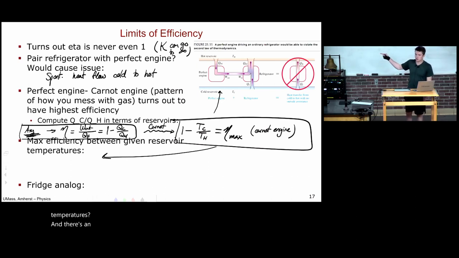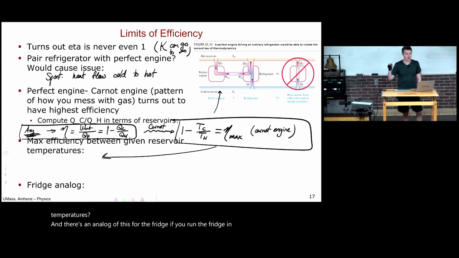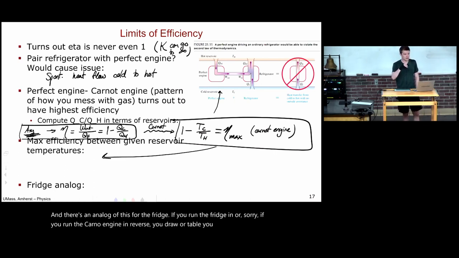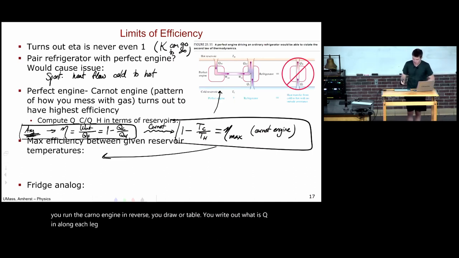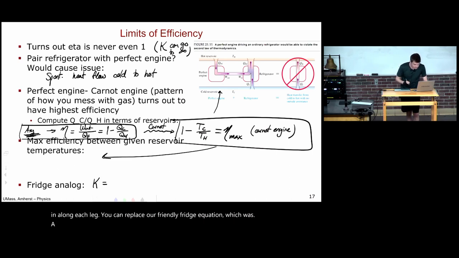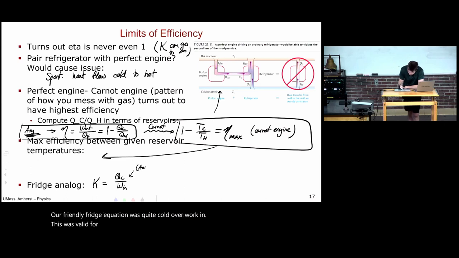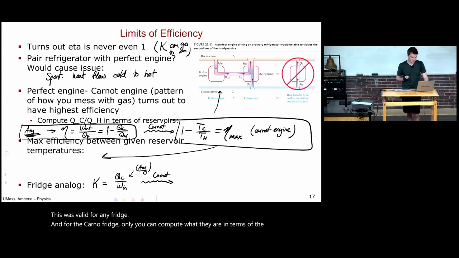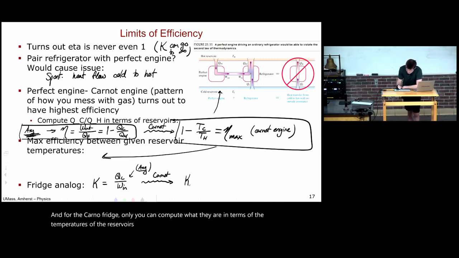And there's an analog of this for the fridge. If you run the Carnot engine in reverse, you draw our table, you write out what is Q in along each leg. You can replace our friendly fridge equation, which was Q cold over work in. This was valid for any fridge. And for the Carnot fridge only, you can compute what they are in terms of the temperatures of the reservoirs. And you get that K max equals T cold over T hot minus T cold.